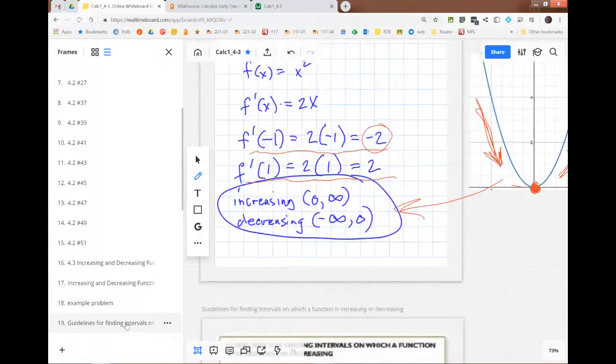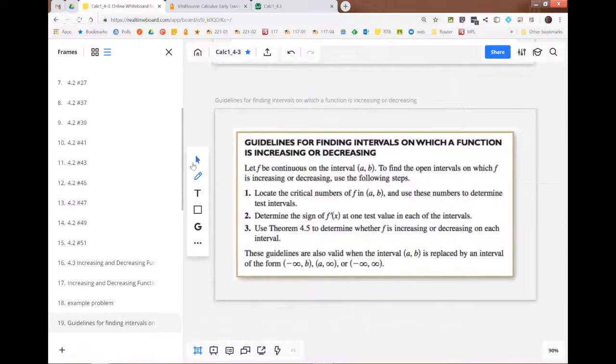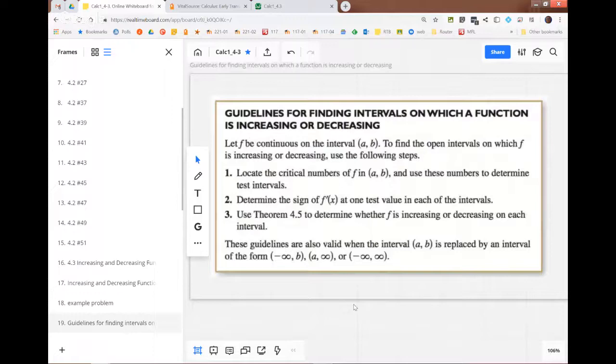Some real simple guidelines for you. We did something like this last time too. The first thing you have to do is find the critical numbers. This is not new. Find the critical numbers, because at the critical numbers, that's where the derivative most likely will be 0. Then that becomes a dividing post. What's happening on the left side of that? What's happening on the right side of that? Then number 2 says, once you've got those critical points, determine the sign of the derivative at one test value. You can pick the value on either side. If it's negative, it's decreasing. If it's positive, it's increasing.